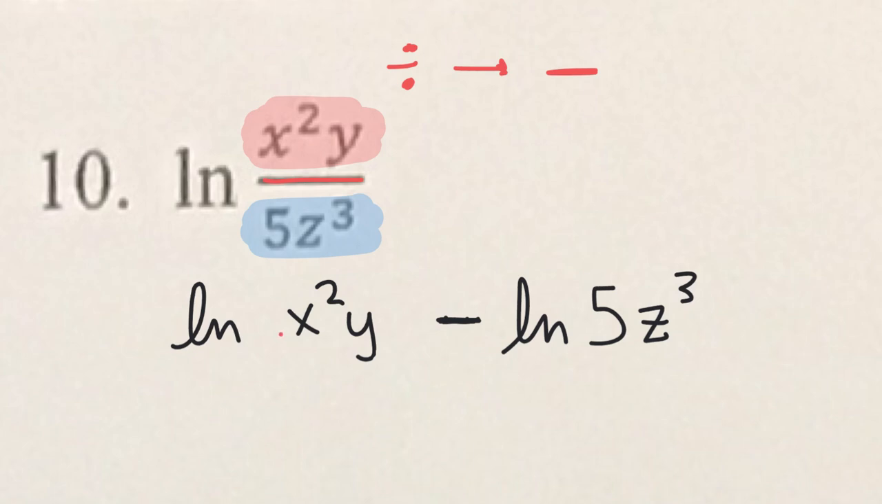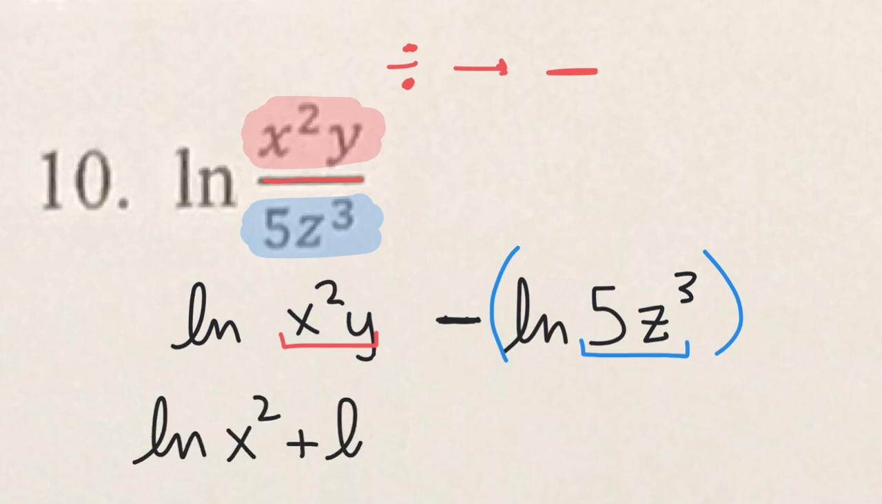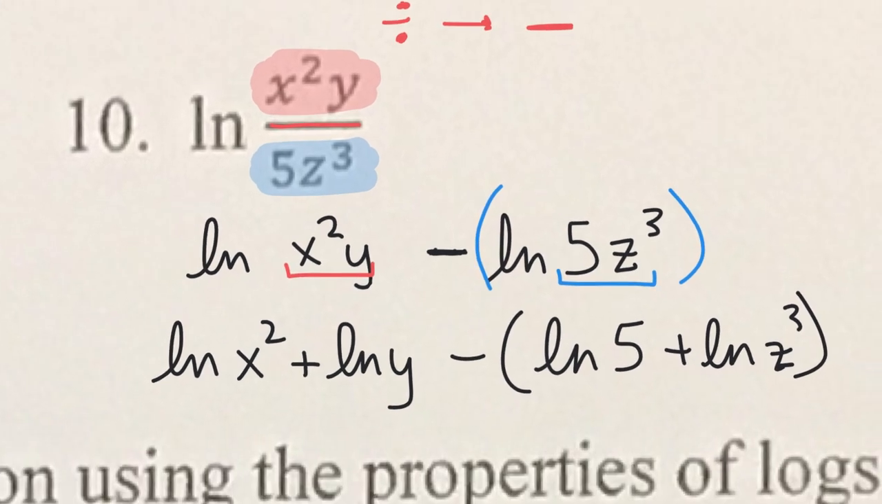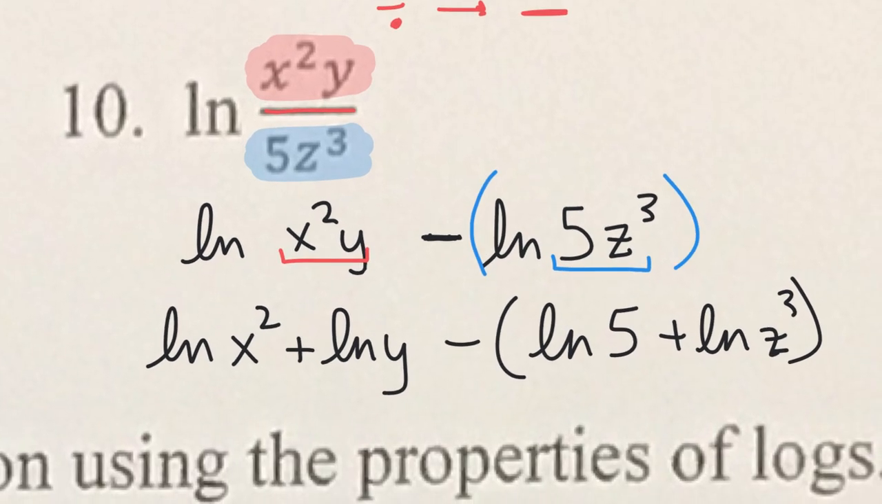Now we're going to deal with this product here, and we're going to deal with this product there. Okay, now it's going to come after a minus sign, so if we want to, we can put all of this stuff in parentheses to let us know that all of this was together in a numerator. So parentheses ln 5 plus ln z cubed, because multiplication turns into addition.